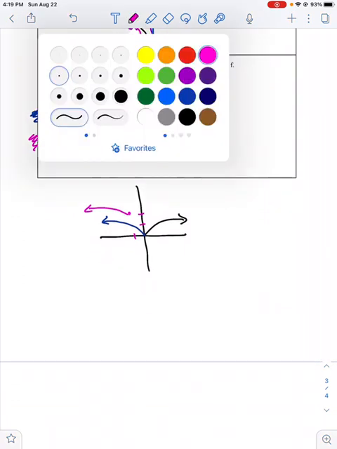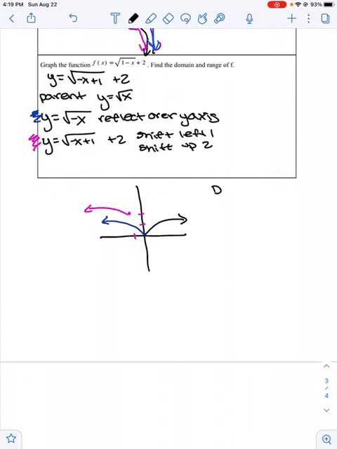So lastly, domain and range. So the domain, it goes from negative infinity, but it stops at that negative 1. So from negative infinity to negative 1. And then the range, it started at 2 and it goes up, so 2 to infinity.